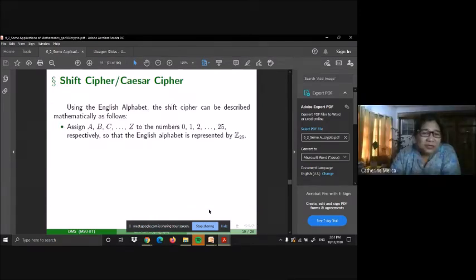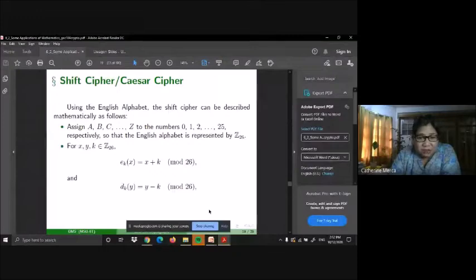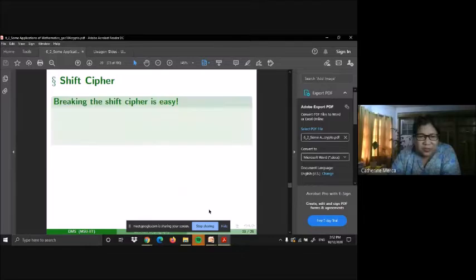So, ang point dito is shift cipher key of 3. So, using the English alphabet, the shift cipher can be described mathematically as follows. Assign A, B, C, ..., Z to numbers 0, 1, 2, ..., 25, respectively, so that the English alphabet is represented by Z sub 26. Then E sub K of X equals X plus K modulo 26, and D sub K, so you encrypt X plus K modulo 26, and you decrypt Y equal to Y minus K modulo 26.